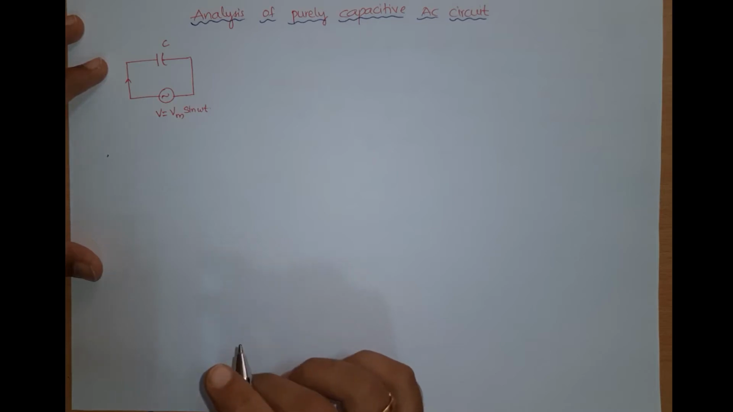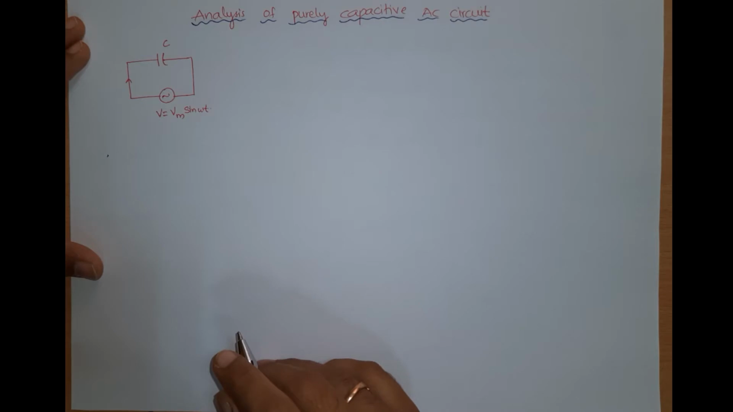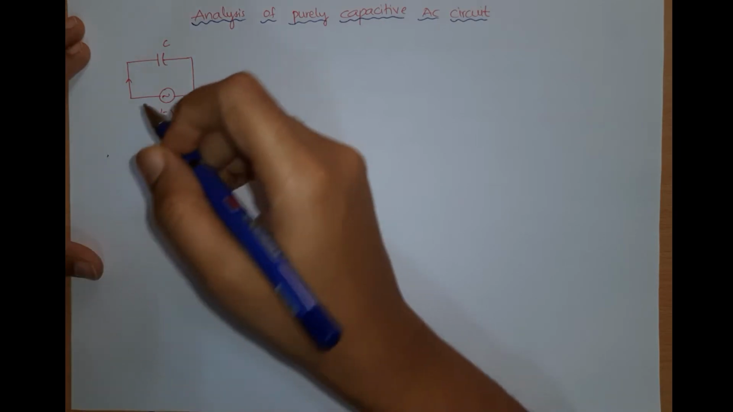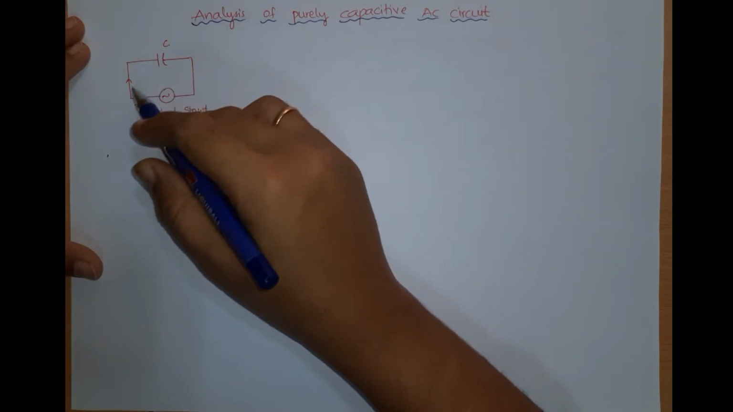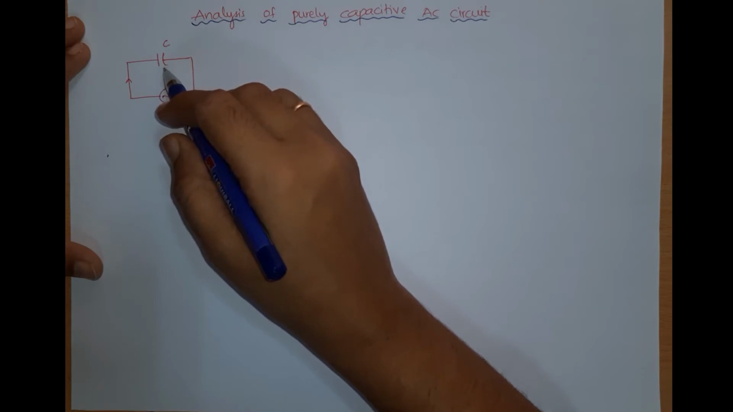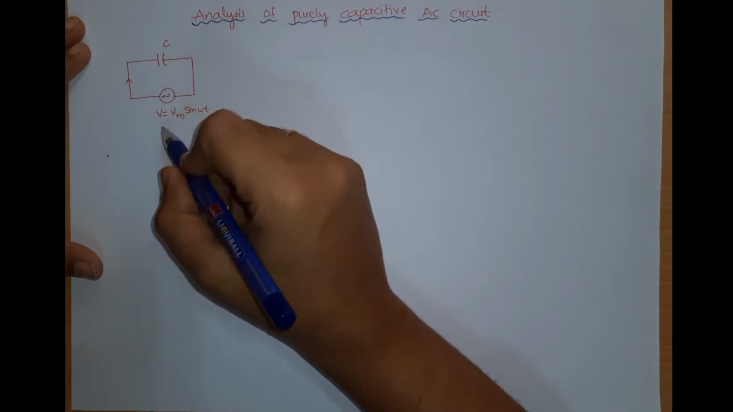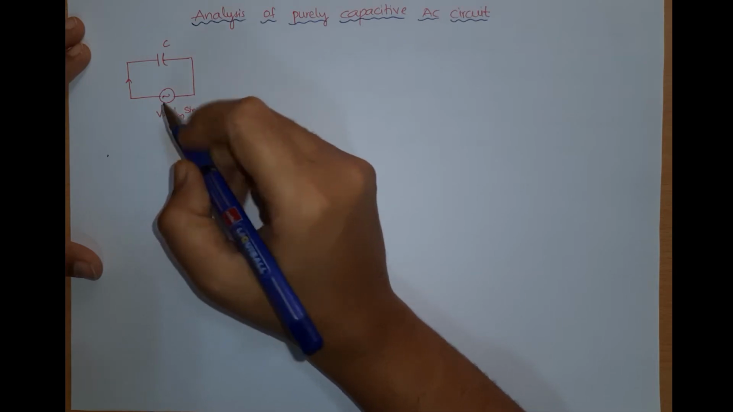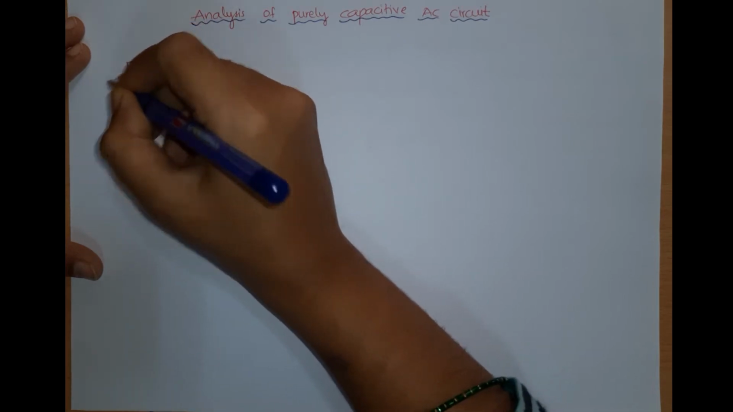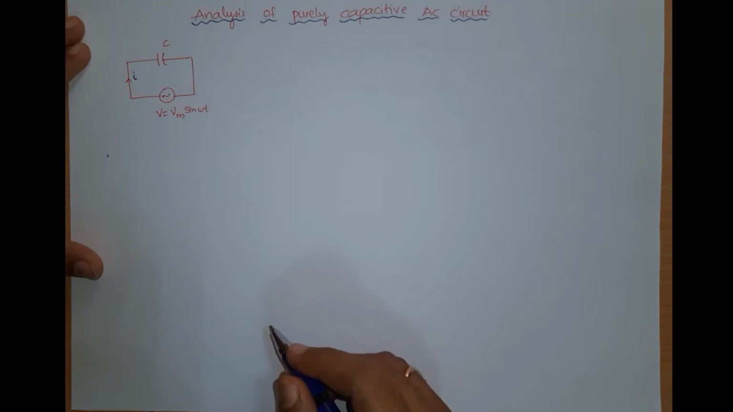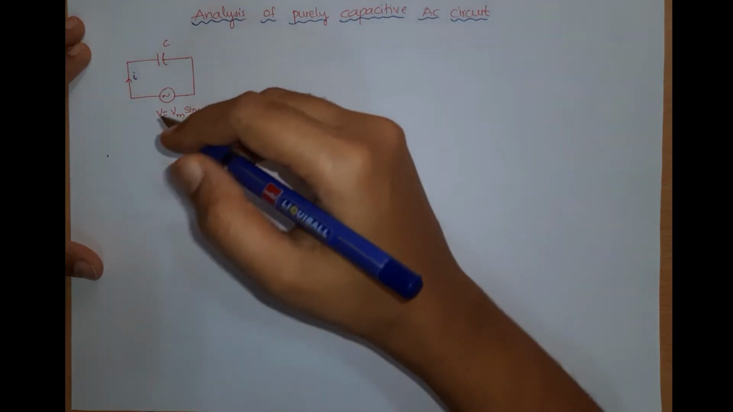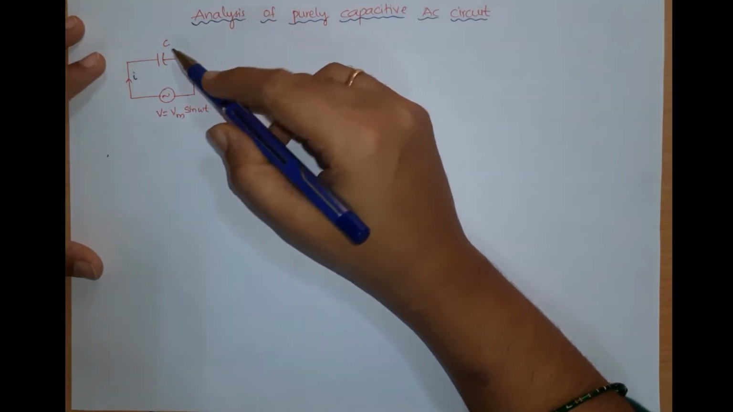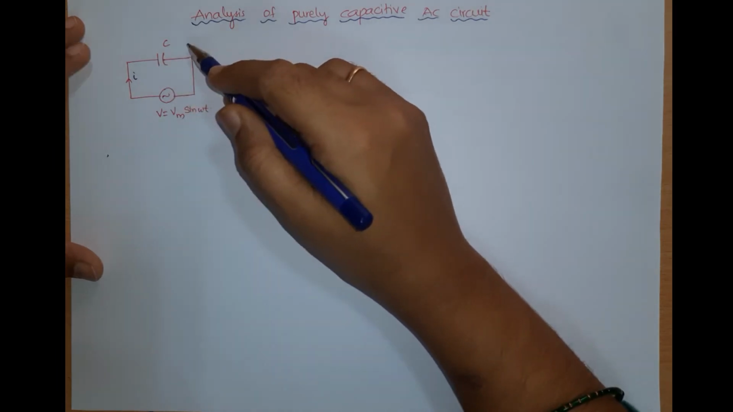Hello everyone, in this lecture let us see how to analyze a purely capacitive AC circuit. Here I am considering an AC circuit with a single capacitor, that is a pure capacitor, with a supply AC sinusoidal voltage V equals Vm sin omega t, and the current flowing through it as I.